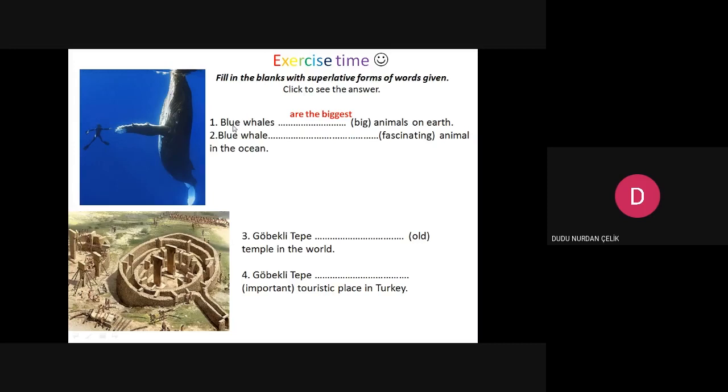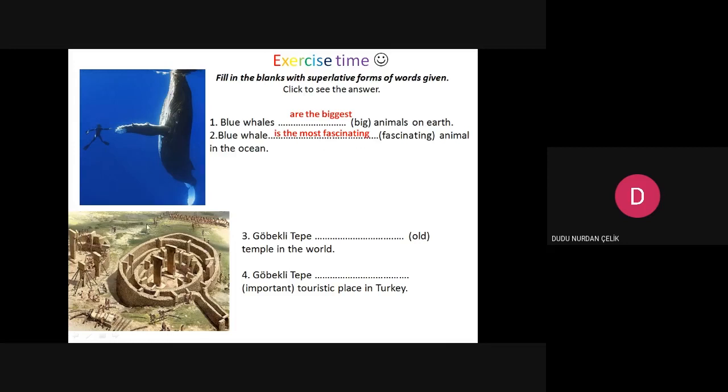According to me, the blue whale is a fascinating animal in the ocean. I can say the blue whale is the most fascinating animal in the ocean. Fascinating is a long syllable word, so we say the most fascinating.